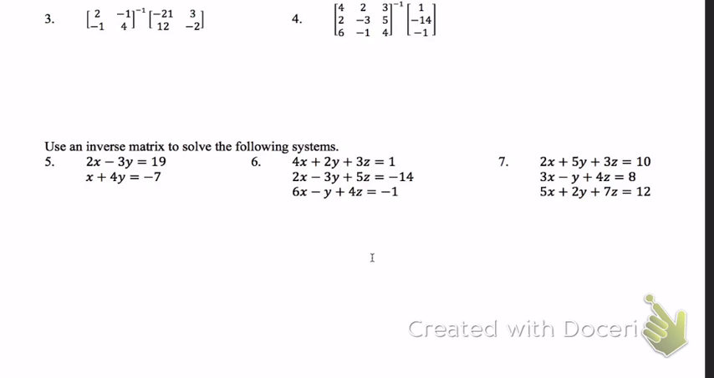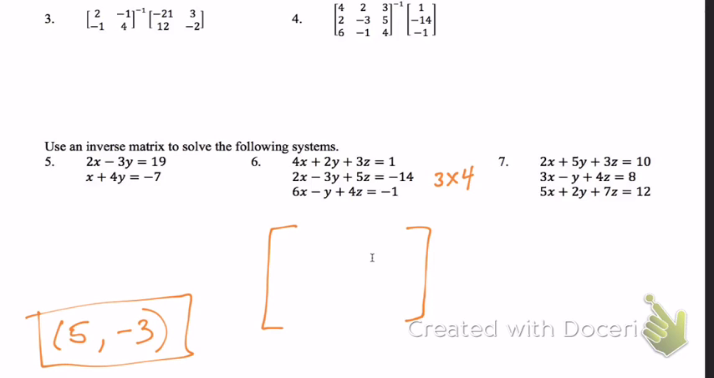So now we're going to have, what dimensions will I have for my next matrix? A 3 by 4. And so I'm going to make my matrix. What was the solution to the last one? It was 5, -3. So your answer should be like this for number 5.